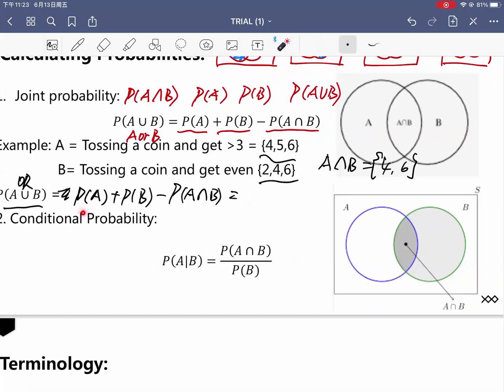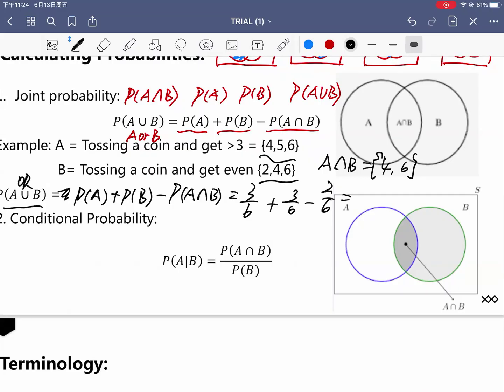Let's start from P(A). In A, we have three numbers, and in our sample space, which is the set of all outcomes, we have six numbers. So the probability of getting A is 3 out of 6, right? For P(B), we also have three numbers, so that's also 3 out of 6. How many numbers are in the intersection? Only two, so the probability of the intersection is 2 out of 6.